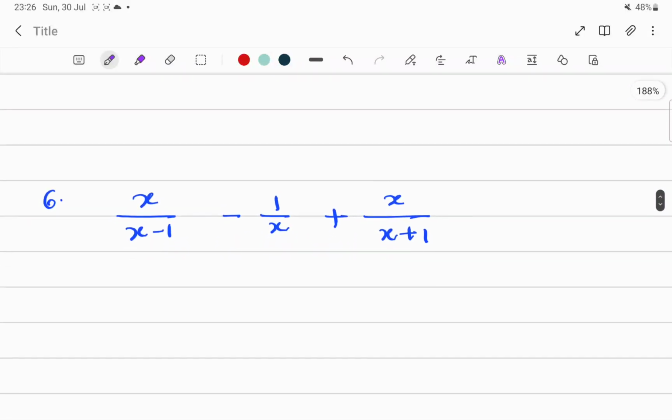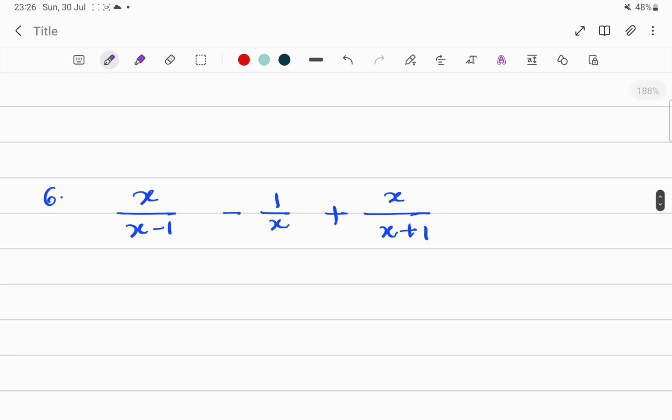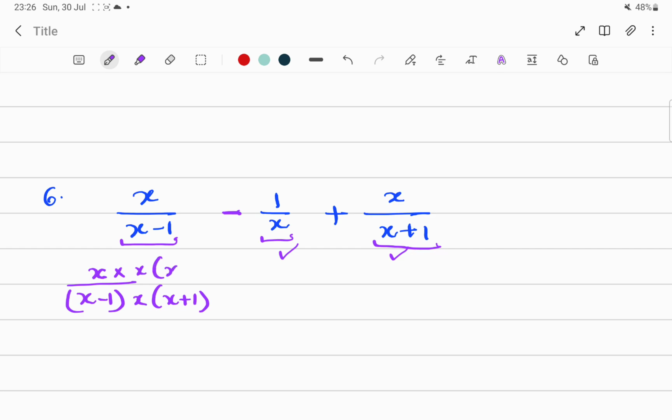Next question comes with three terms where we have one subtraction sign and one addition sign. Here we have three denominators which are different from each other, and if we have to add or subtract, we have to make all of them the same. So for x over x minus 1, the x plus 1 denominator is missing, so I multiplied by this, and the same I will be multiplying in the numerator.